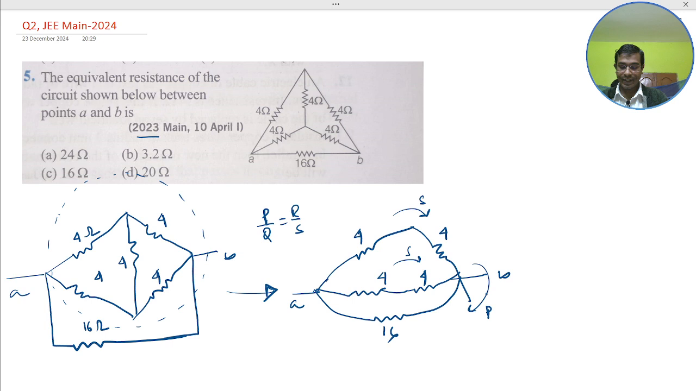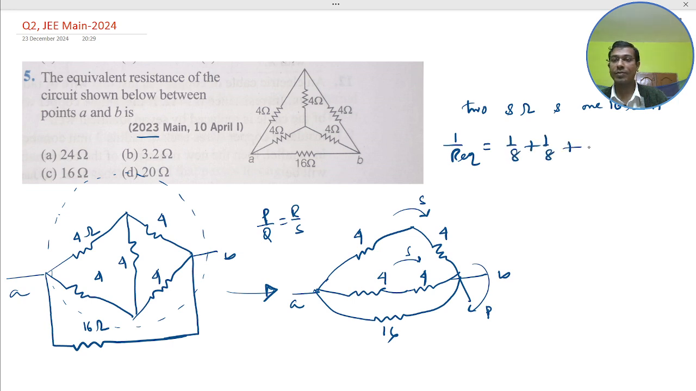So 2, 8 and 1, 16 in parallel. I just write here 2, 8 ohm and 1, 16 in parallel. So 1 by R equivalent is equal to 1 by 8 plus 1 by 8 plus 1 by 16, that is 5 by 16. So the equivalent resistance is 16 by 5, equal to 3.2 ohm. B would be our correct answer.